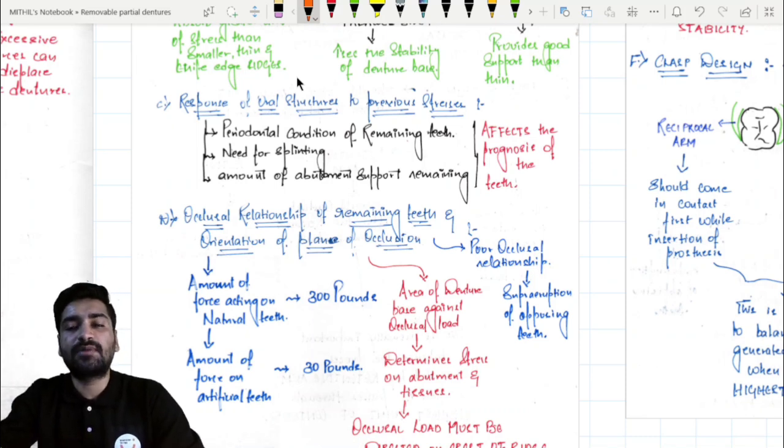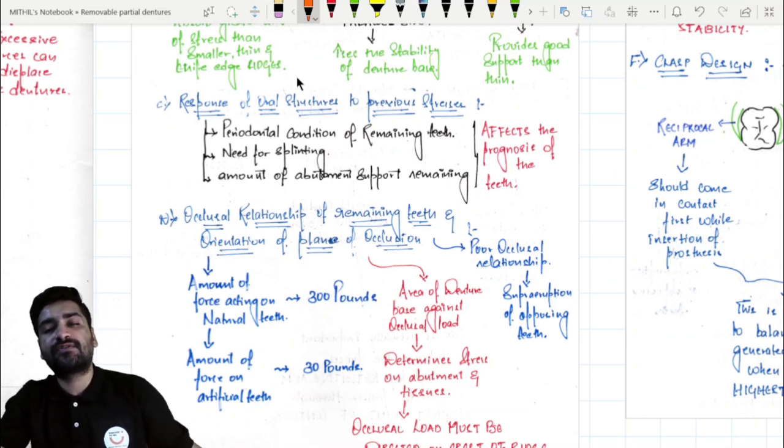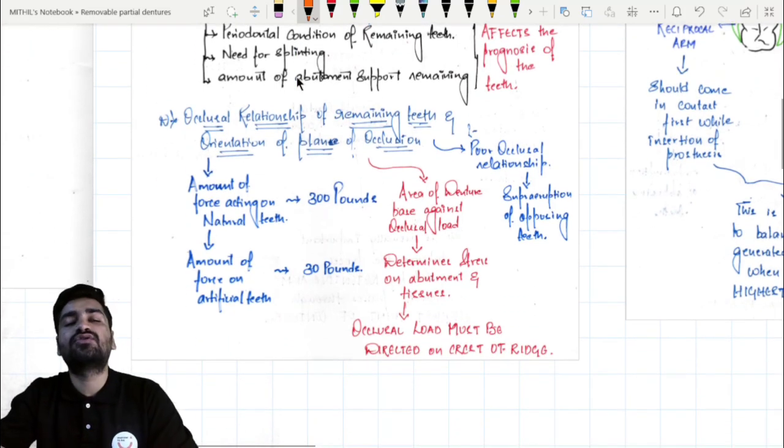Then the amount of abutment support remaining. What is the amount of abutment support which is there, that also should be kept in mind, because all these 3 points are going to affect the prognosis of the teeth. Then fourth is the occlusal relationship.